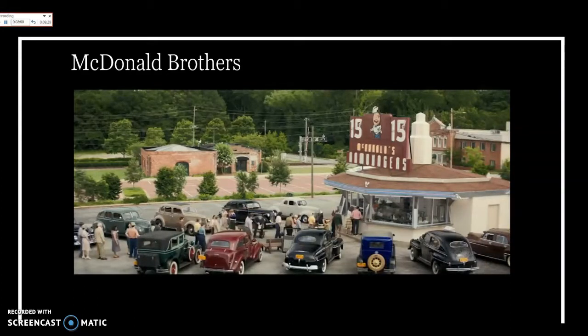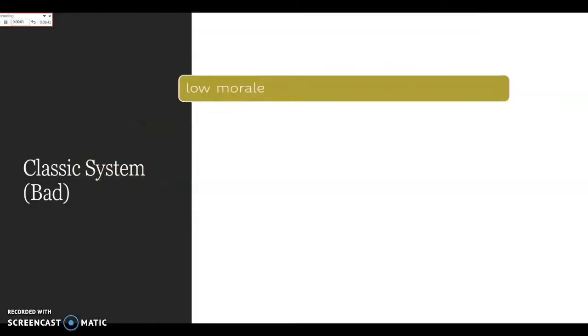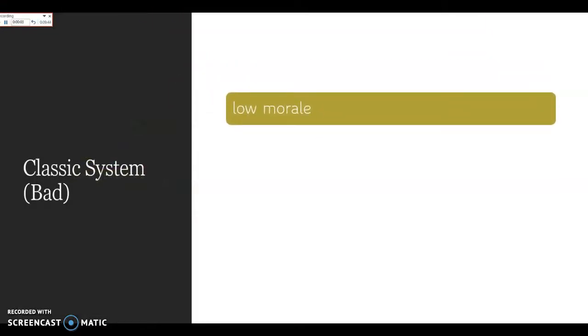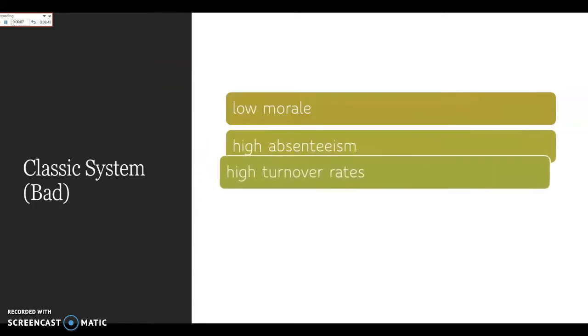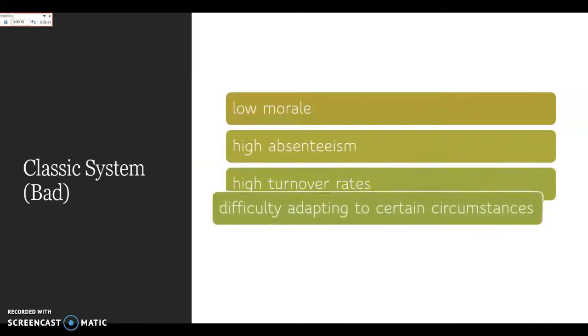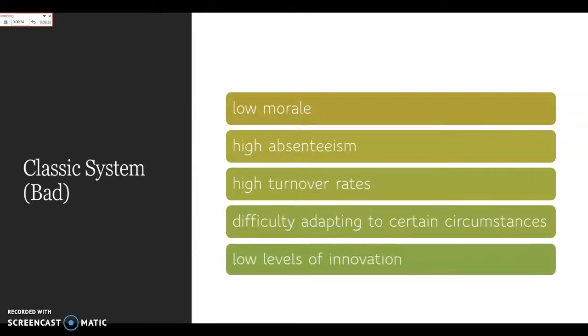After seeing the innovations that the classical system has produced, it's hard to imagine that there are downsides associated with these classical procedures. But let's look at them now. Low morale, high absenteeism, high turnover rates, difficulty adapting to certain circumstances, and low levels of innovation. Why do they have these problems?